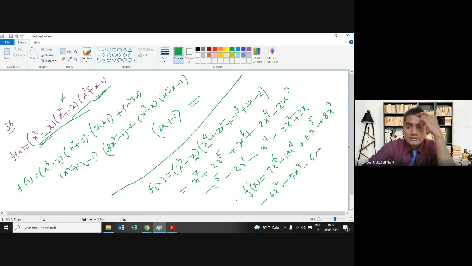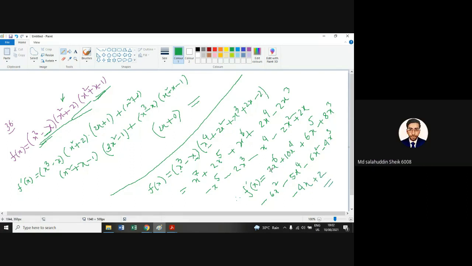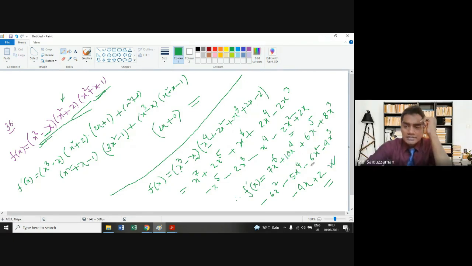Then 6x squared, then 4x cubed, minus 4x plus 2. Okay, then 4x cubed, subtraction. The last one is 4x cubed. Now add all this, simplify this addition and subtraction, and you will get the complete result.